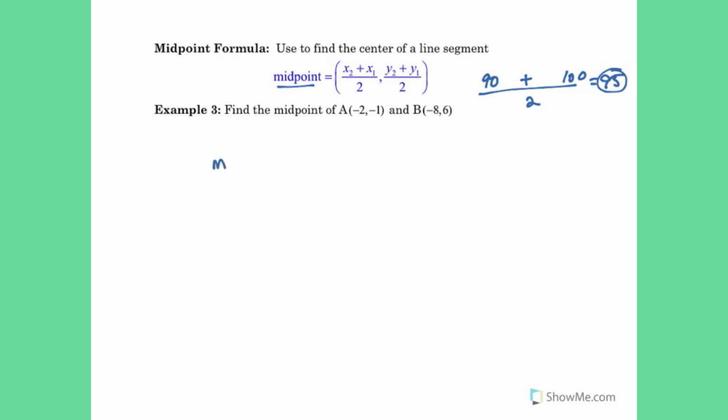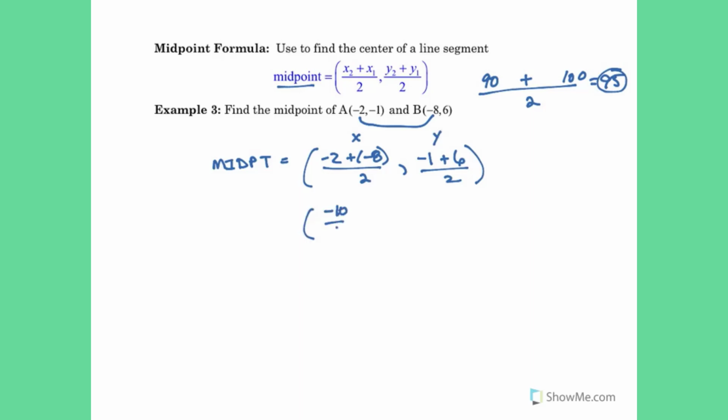So I want the midpoint. So I'm going to take my x values and add them together and divide by 2. I'm going to take my y values, add them together, and divide by 2. And it's a point. So that's why I have these commas. This is my x, this is my y. So let's see, that's negative 10 divided by 2. That's 5 divided by 2. Reducing, and I'm just going to leave that as a fraction.